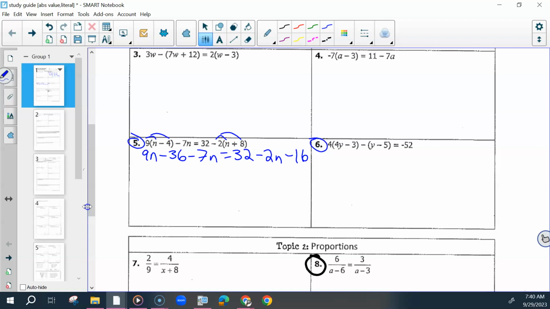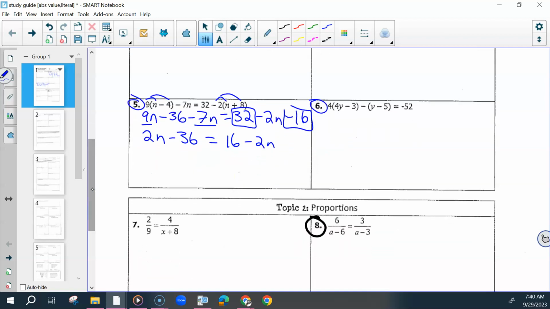And then combine like terms on both sides, so we have the 9n and the negative 7n, and the 32 minus 60. The 2n minus 36 equals negative 28 minus 2n. So this would be a case where we're going to have one solution. You have two different coefficients. One is positive, one is negative. They're two different things.